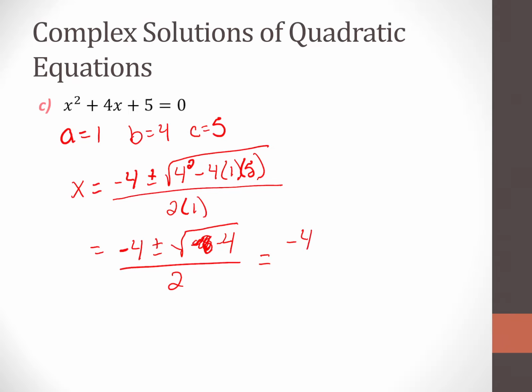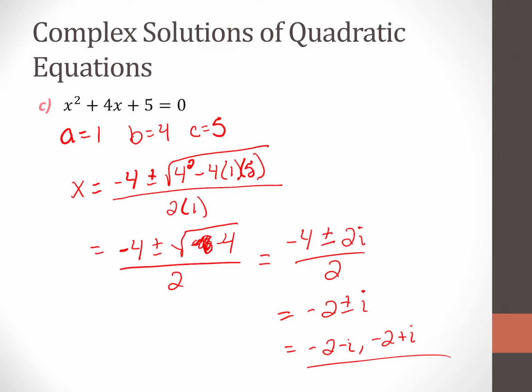So this would be negative 4 plus or minus. This simplifies. Negative brings out an i. Square root of 4 is 2, so 2i over 2. And again, divide everything out. So this would be negative 2 plus or minus i. On your homework, when you put it in the computer, it would be negative 2 minus i, comma, negative 2 plus i. The i has to be written second or you will get them counted wrong. So make sure you're writing them in your standard form.